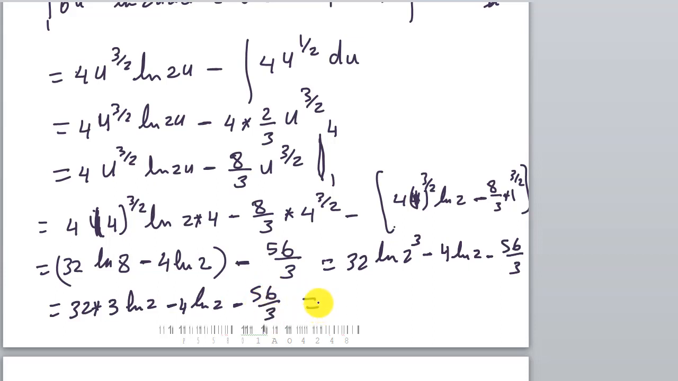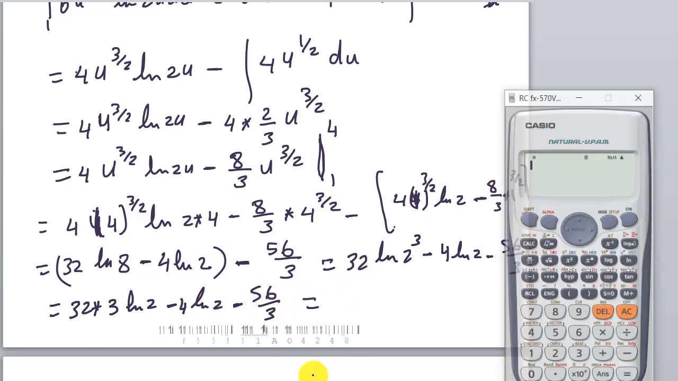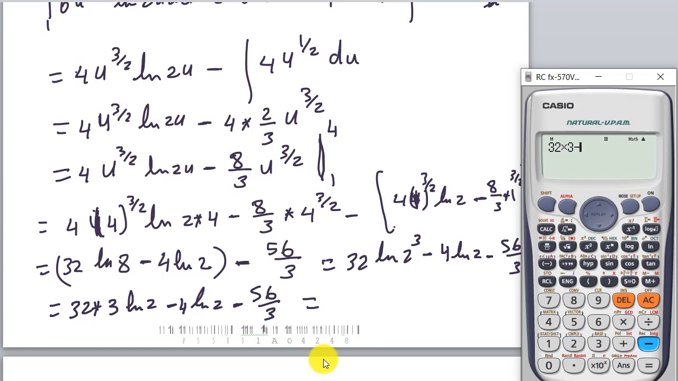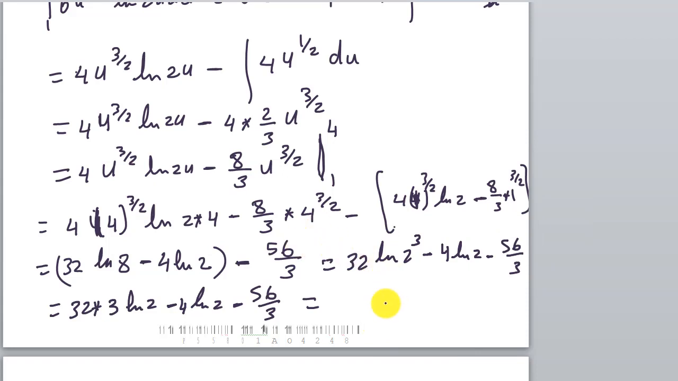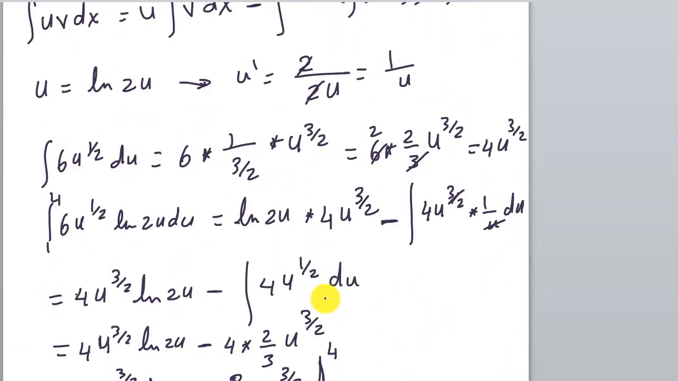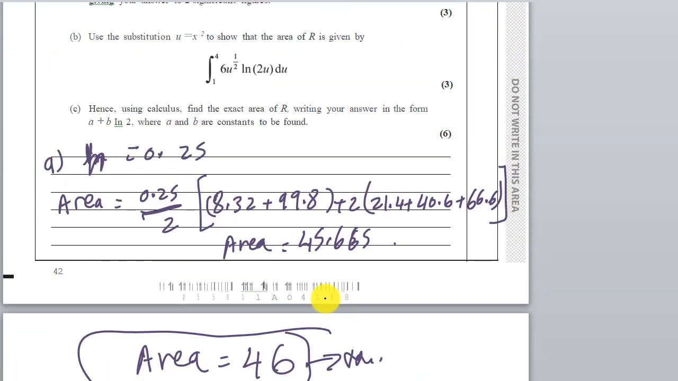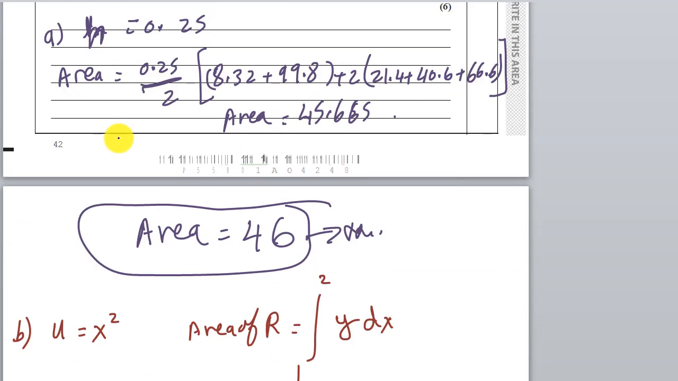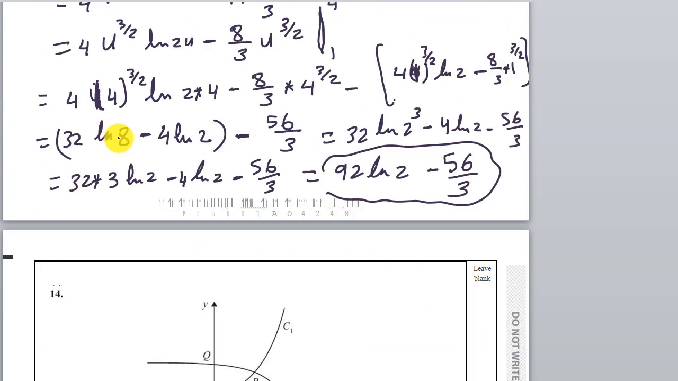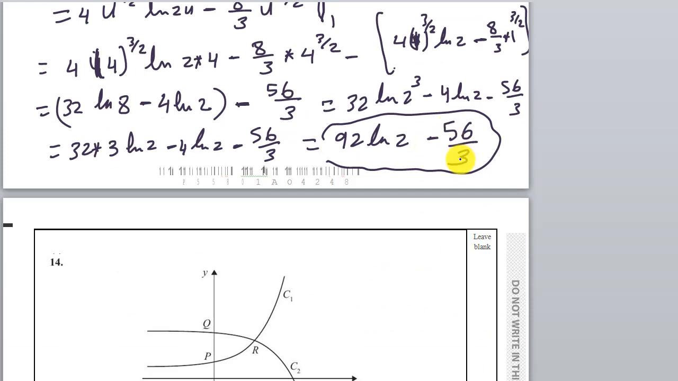So it's equal to, let us bring our calculator, 32 multiplied by 3 minus 4, 92. So 92 ln 2 minus 56 divided by 3. And this is the answer of the question. He needs it in the form of ln 2. So A is equal to minus 56 divided by 3 and B is equal to 92.